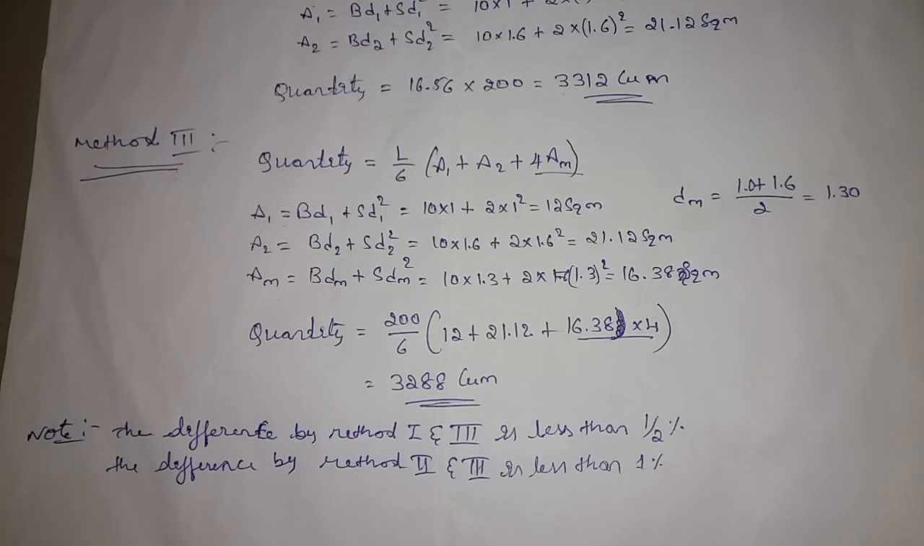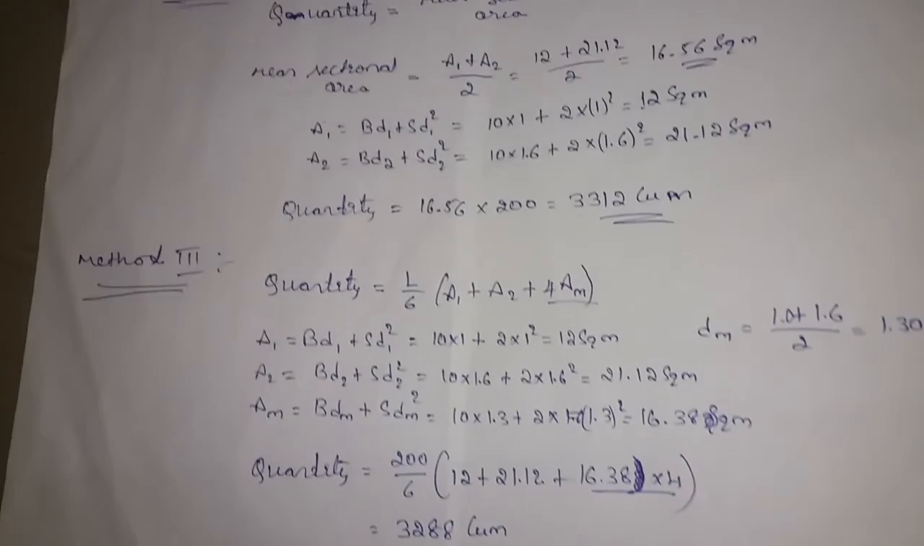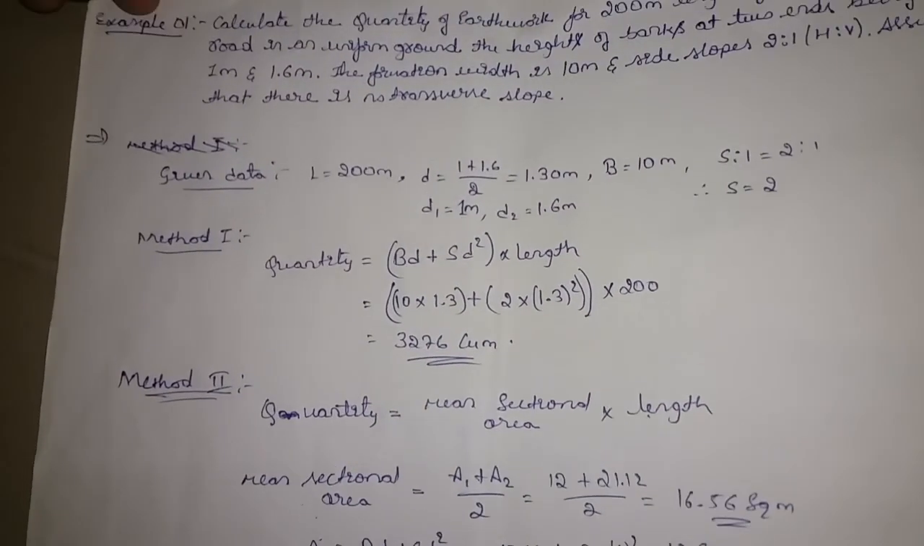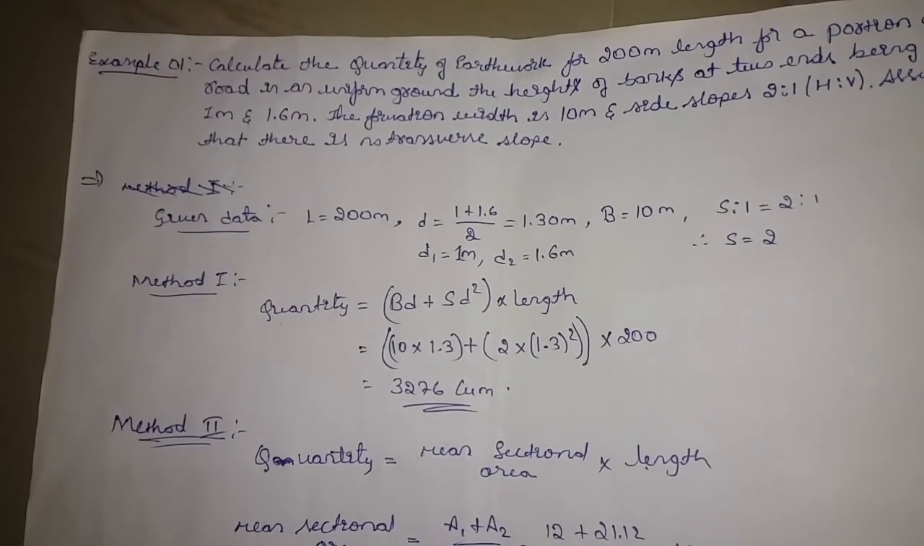Okay, so these are the differences. So I think you understood all the methods. We followed all the methods for the given data. For the same given data we followed method 1, method 2, method 3, and I also concluded the total difference, how much difference we are going to get. Okay, this is how we need to go on calculating the quantity of the earthwork by following method 1, method 2, method 3. Okay, thank you.